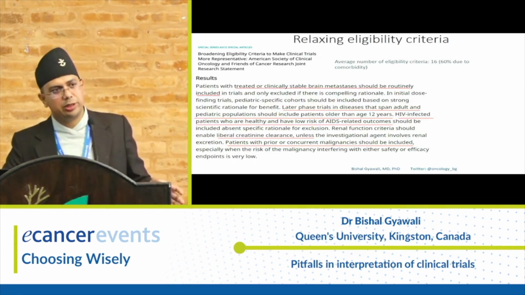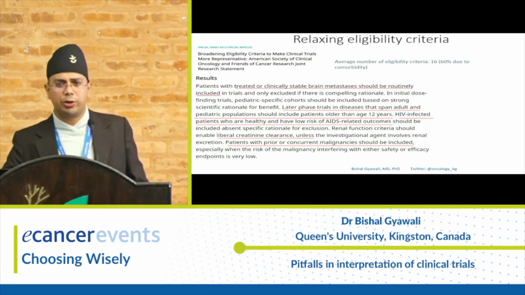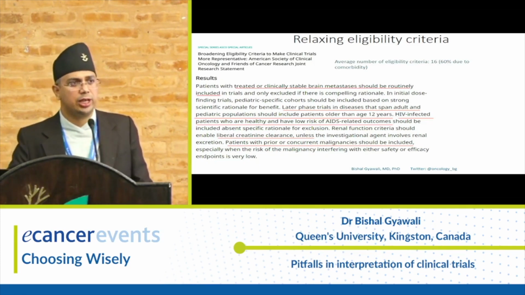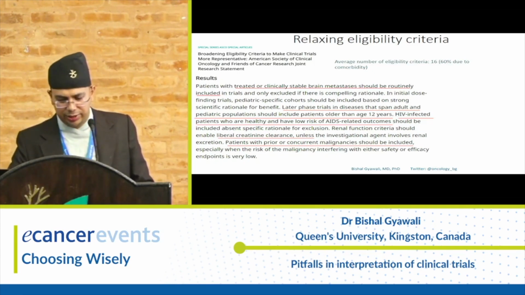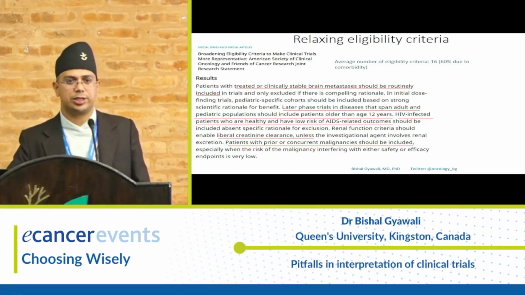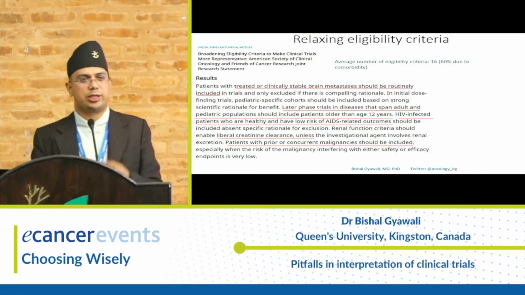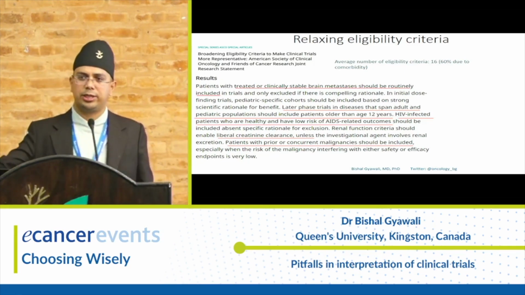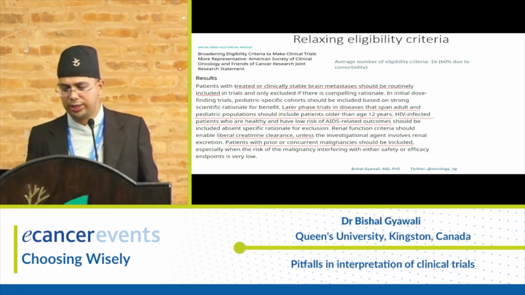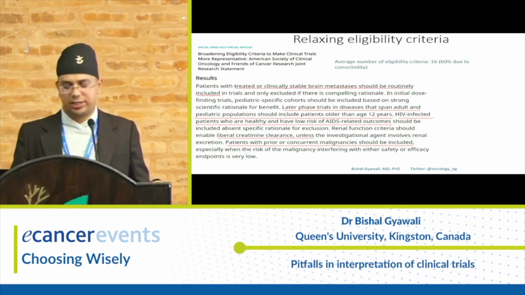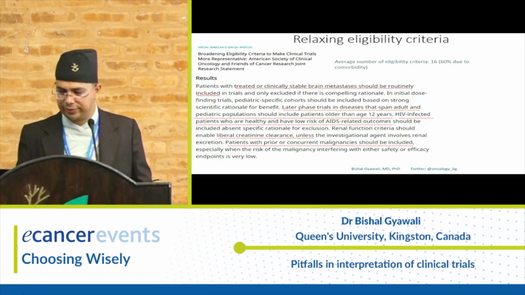For example, in cancer studies, we frequently exclude patients who have brain metastasis. We exclude patients who have HIV. We exclude patients based on age. We exclude patients based on the renal function test. We exclude patients based on the liver function test. But when the actual patient comes to your clinic, that patient has several problems. Bilirubin is high, creatinine is high, and you don't know whether that results will apply to this patient or not. Average number of eligibility criteria is actually 16 for cancer trials.